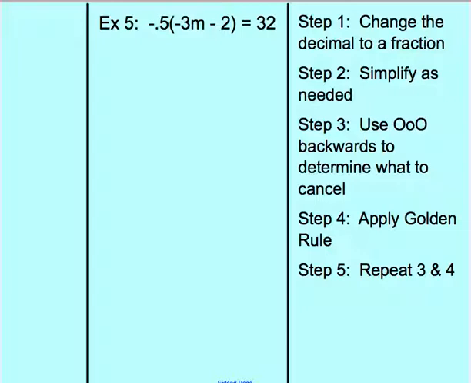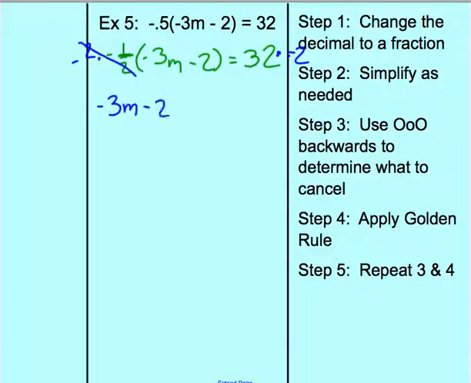So again, following the process in the right-hand column, change the decimal to a fraction. Simplify as needed. You could distribute, but notice on this one that 3 is not divisible by 2. Remember, we are going to be dividing by 2. So I'm actually just going to use method 1 on this one and multiply both sides by -2. Why am I multiplying by -2? To cancel the -1/2. So don't perform the operation on the side with the variable.